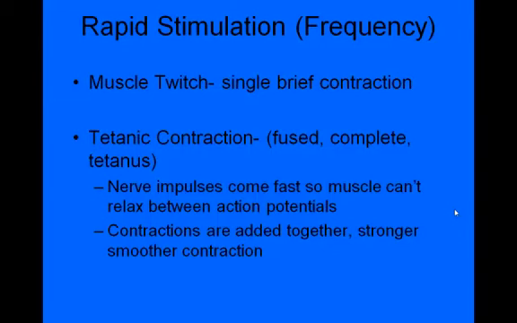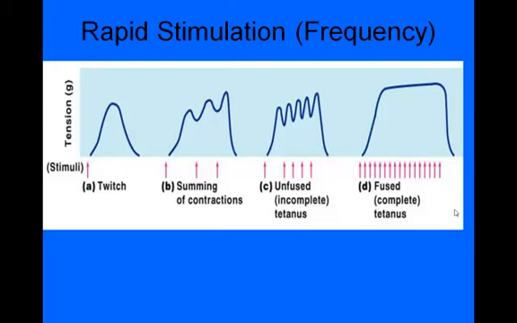Let's look at the picture and see. All right, to the left, you can see a muscle twitch. That is a single brief contraction, just one action potential. But notice through B, C, and then finally D, you're getting more frequent action potentials, so the muscle can't relax, and then you end up with D, which is a nice, good, fast, rapid, good contraction.